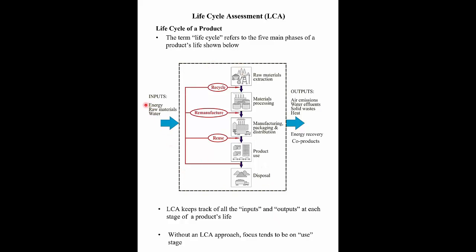It's going to look at the energy inputs, what kind of materials you require, how much water you use. And then the outputs are things like air pollution, water pollution, solid waste, heat coming out, which is not a big issue. You might use the heat as a co-product. You might recover some of that heat. So, energy recovery and co-products.